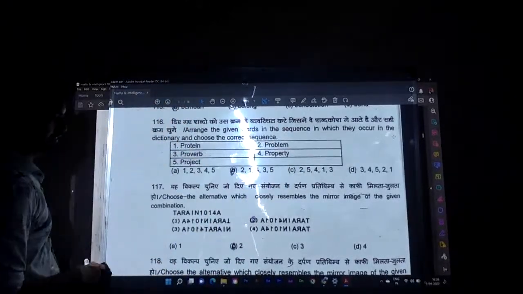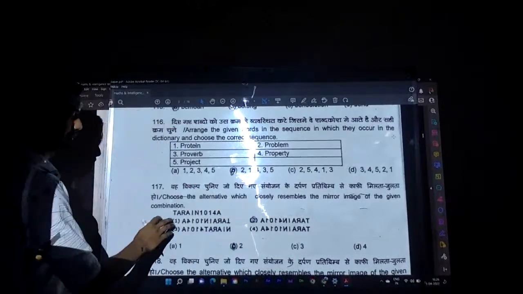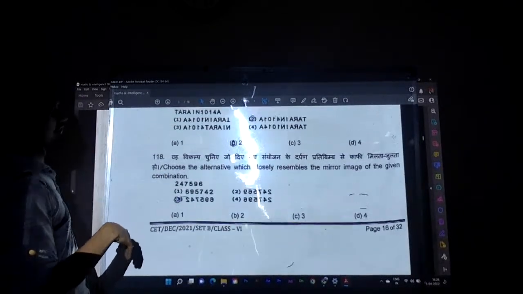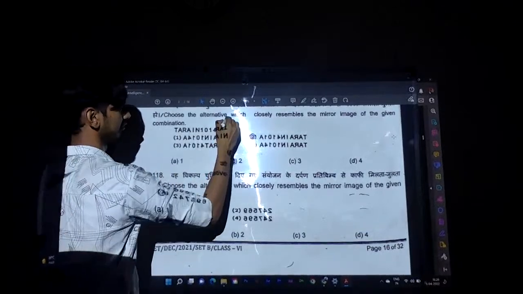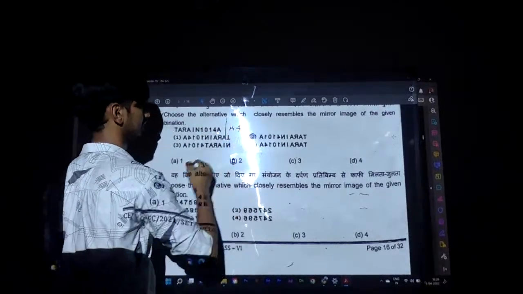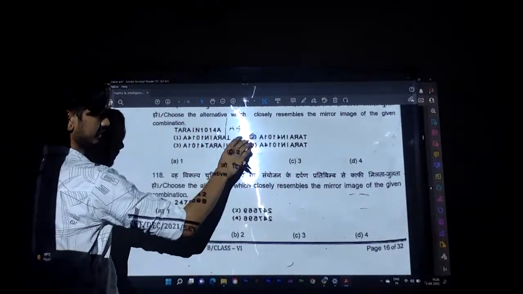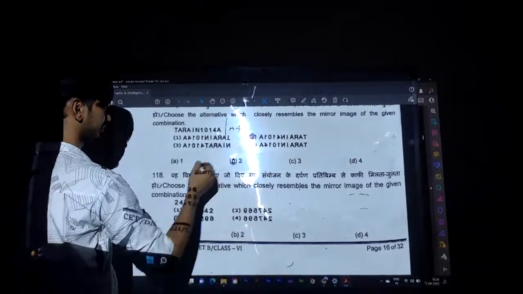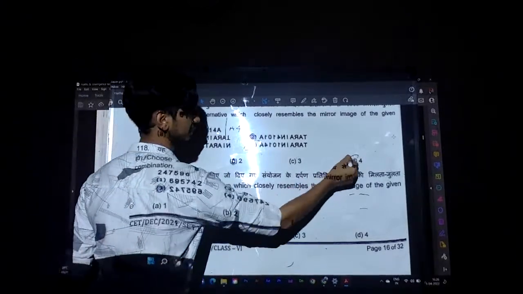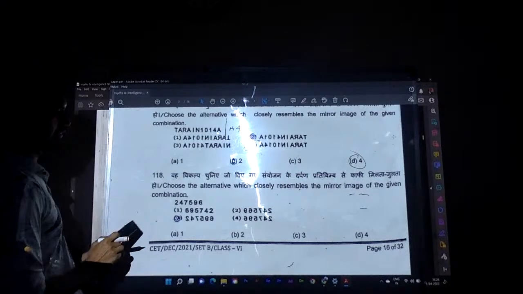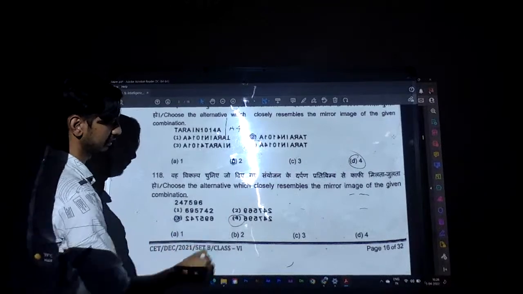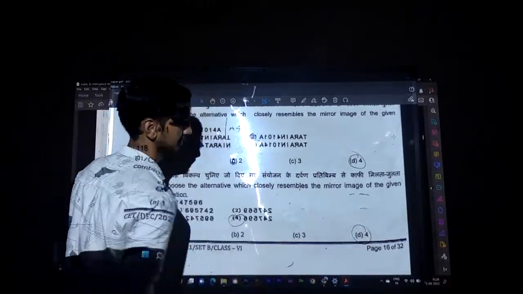In question number 17 of intelligence, we have to find the mirror image of the following. What you have to do is just repeat the mirror image. The last letter will come as the first, the second last will come as the second. When you follow this pattern, you will get the answer as option number 4. The correct option will be option D. In 18 also, you have to do the mirror imaging only. After doing the mirror imaging, you will get option number 4. So the correct option is option D.